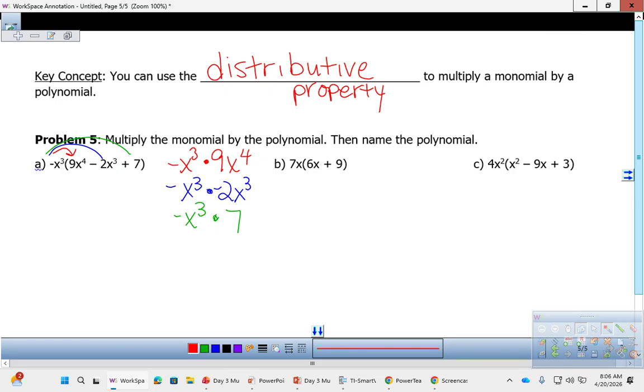So, for the red terms, multiply the numbers in front. There's like a 1 there. So, negative 1 times 9 is negative 9. Keep the base the same. And I'm adding the exponents on these two things. 3 plus 4 is 7.